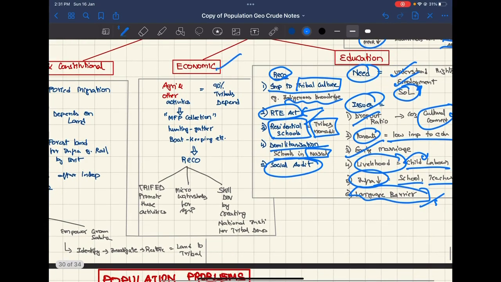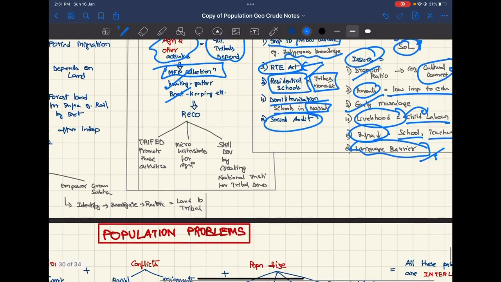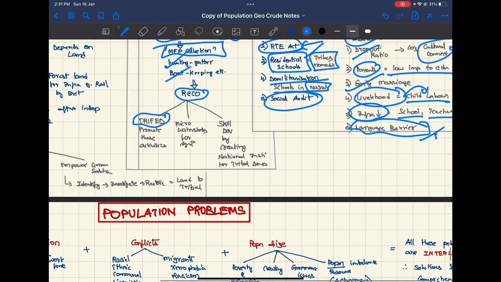Coming to economic reforms, 90% of the tribals depend on agriculture and other activities like MFP collection, hunting, gathering, boat keeping, etc. So they recommended TRIFED to promote these activities, micro watersheds to improve agriculture, and skill development by creating a new national institute for tribal development.